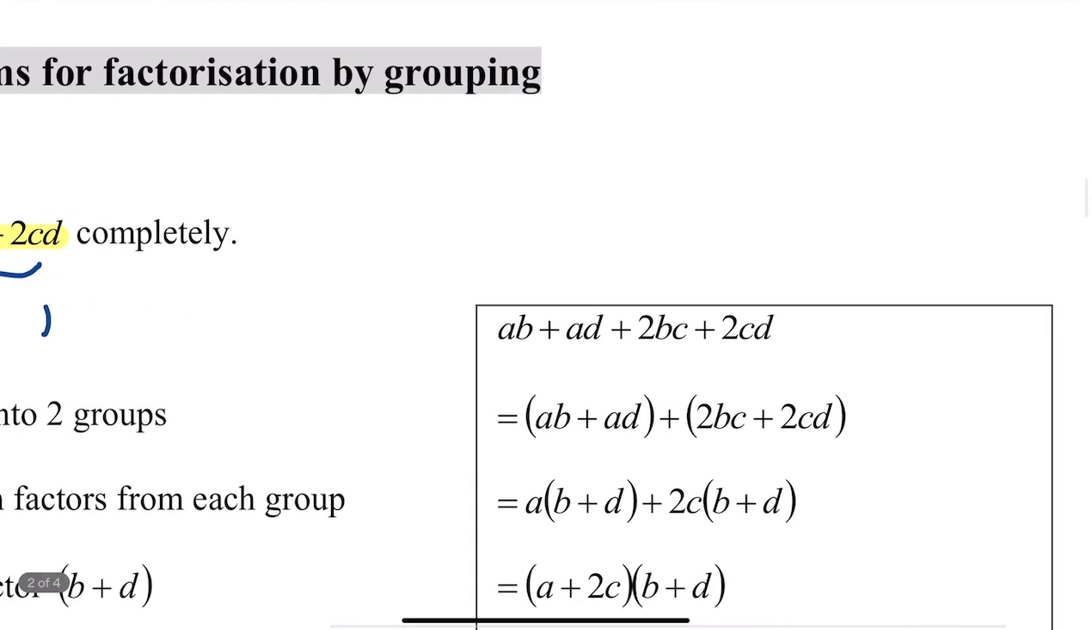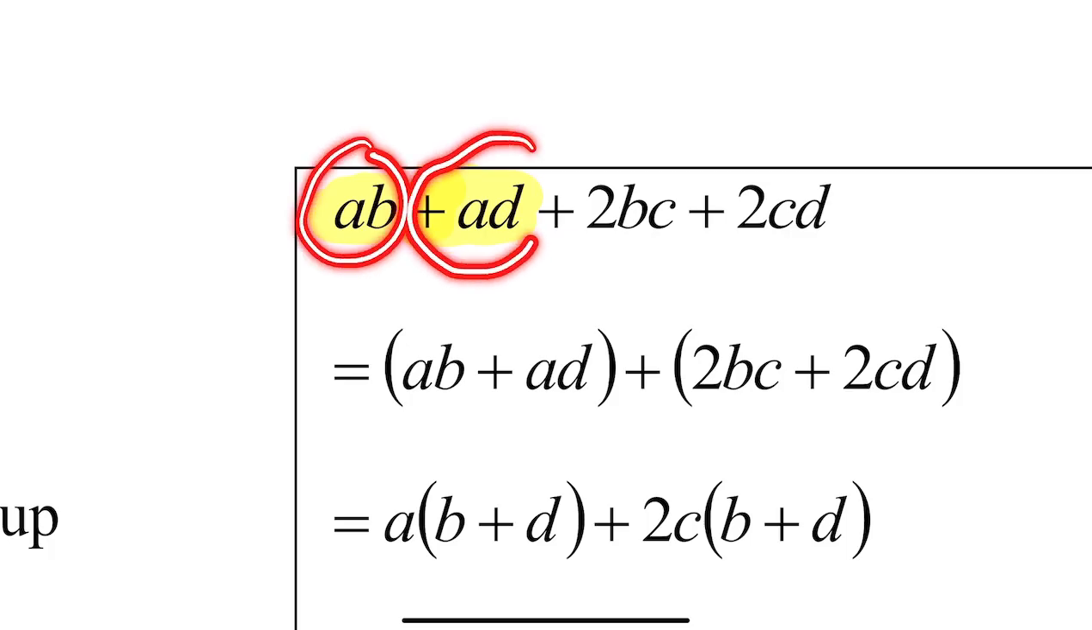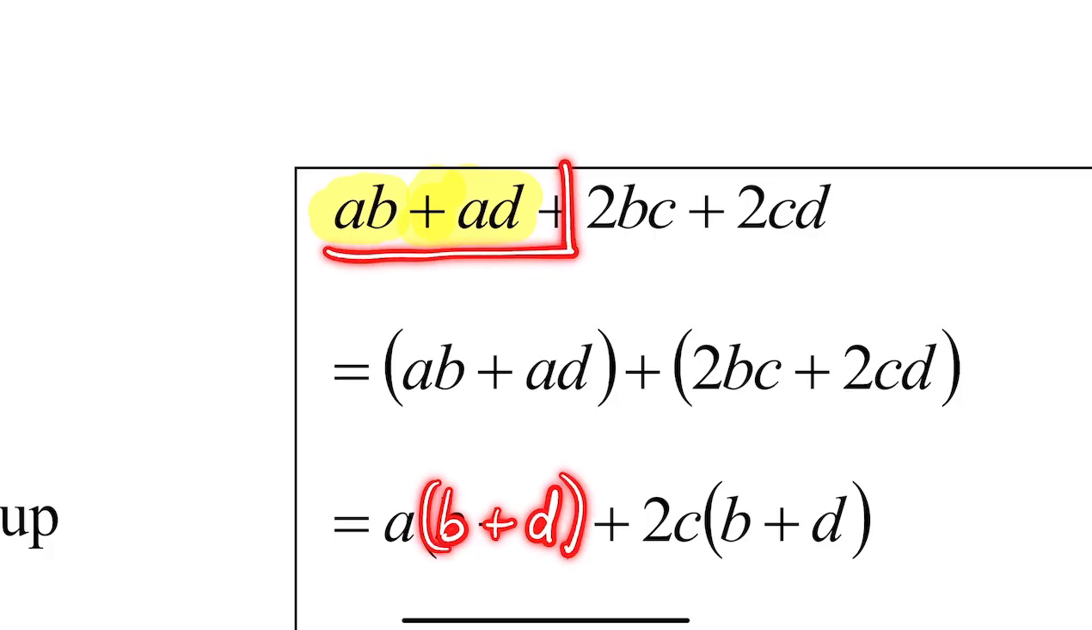What I'll do is first I look at these 4 terms over here. I consider the first 2 terms first, so let me highlight over here. My first 2 terms are AB and positive AD. Any common letters from these 2 terms? I notice that A is common. So I will take out the A from these 2 terms, and I'm left with B plus D from my first 2 terms.